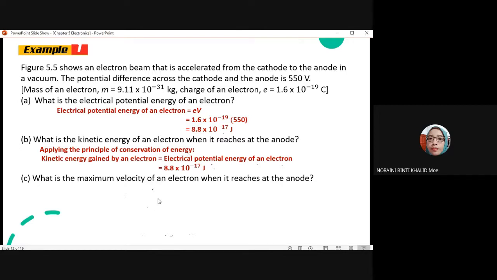Then what is the maximum velocity? So you can just use the formula half m v squared equals eV. So you get v equals the square root of 2eV divided by m. The eV is already calculated above, 8.8 times 10 to the power negative 17. So you just substitute here, divide by the mass of one electron. Thus we get 1.39 times 10 to the power 7 meter second to the power negative 1.